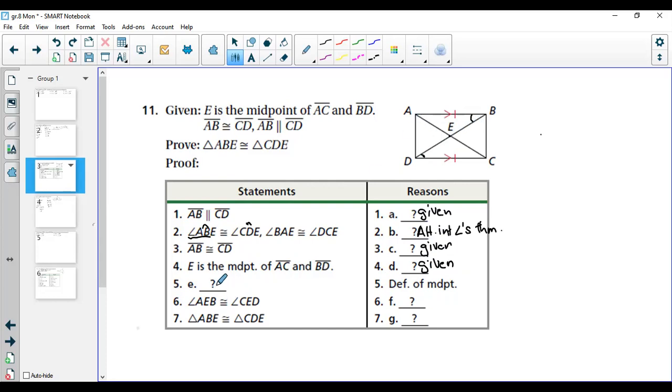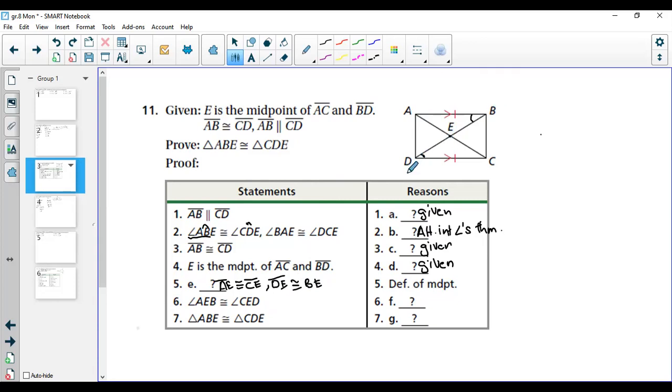So because of this midpoint, AE is congruent to CE. Same way, DE is congruent to BE. Why do we say that? Because of the definition of midpoint. You know, from the midpoint, any segment will be equal to each other. So that's what we have written here.